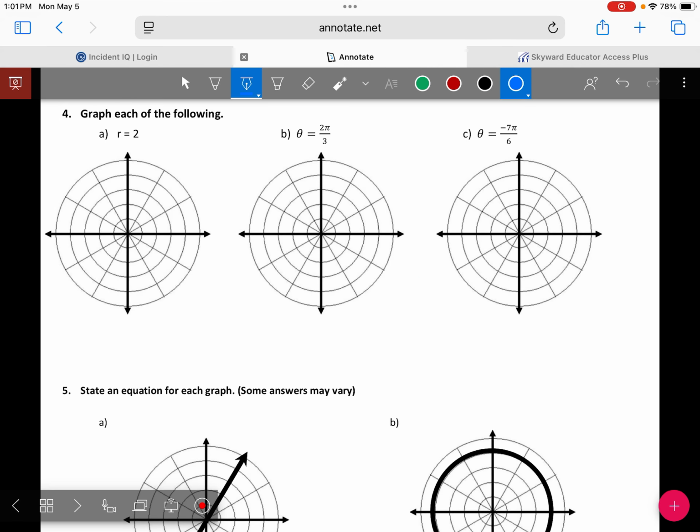Let's practice graphing the different types of polar. These are the most basic. You're not going to use these for the project. But if you're asked to graph, if you do r equals 2, that is a circle. And all you're going to do is trace that ring. That's what the graph r equals 2 looks like. If you're asked to graph an angle, that looks like a line.